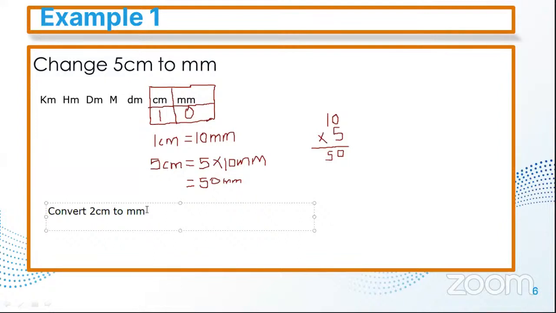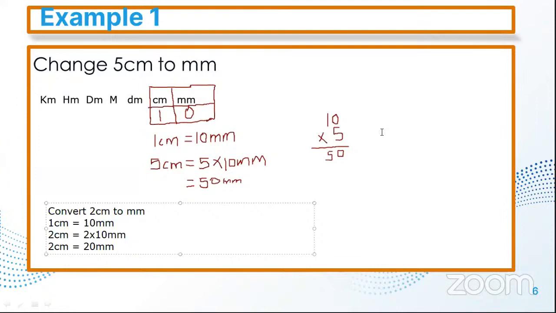1 centimeter is equal to 10 millimeters. Yes, and then 2 centimeters is equal to 2 times 10 millimeters. 2 times 10 millimeters, and then you get 20 millimeters. So now 2 centimeters is equal to 20 millimeters. Very good, Osea.